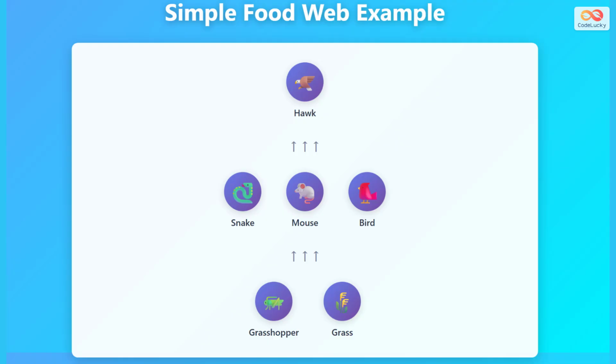Here's a simple example of how a food web works. At the bottom, we have grass and other plants as producers. Grasshoppers feed on the grass. Moving up, we have mice and birds that may eat grasshoppers or seeds. Snakes can eat mice and birds. At the top, we have a hawk that can prey on snakes, mice, and birds. Notice how the hawk has multiple food sources and how organisms at each level are connected to multiple others. This is the essence of a food web: multiple pathways of energy transfer.